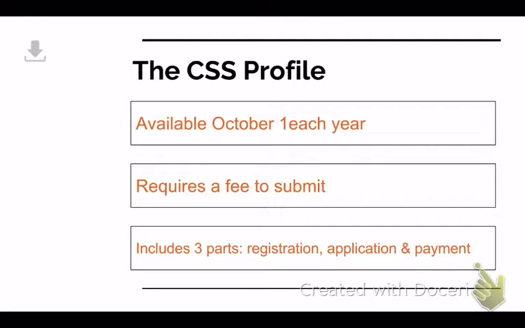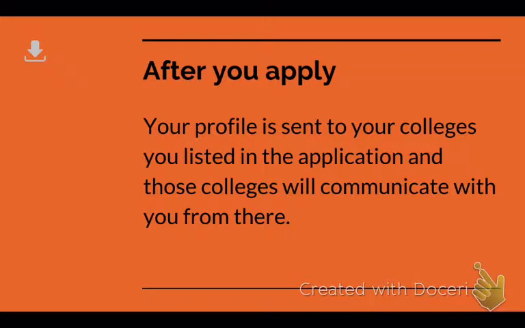Lastly, it is important to note that the CSS profile includes three parts: registration, completing the application, and submitting the payment. After you apply, your profile is sent to the colleges you listed in the application, and those colleges will communicate with you from there.